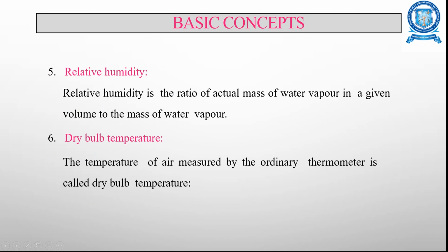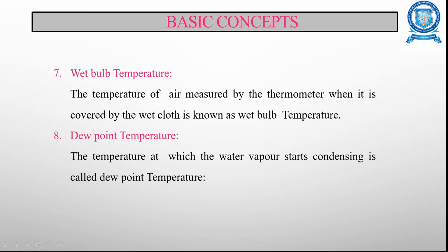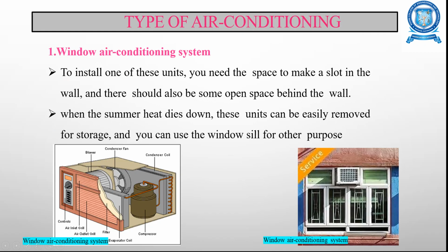Dry bulb temperature: the temperature of air measured by an ordinary thermometer is called the dry bulb temperature. Wet bulb temperature is the temperature of air measured by a thermometer when it is covered by a wet cloth. And the dew point temperature is the temperature at which the water vapor starts condensing. Now, types of air conditioning. First is the window air conditioning system.